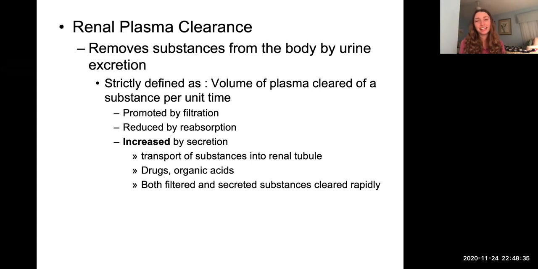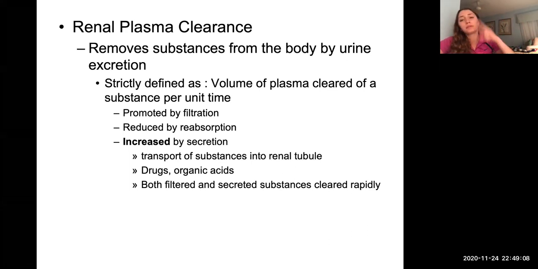Okay, so the renal plasma clearance is basically the volume of plasma cleared of a substance per unit time, which doesn't make any sense ever. But basically, it's just the amount of substance that is excreted per unit time, cleared from the plasma. The amount of a substance that's cleared from the plasma in a given amount of time. And this is done by the nephrons because that's what gets rid of it.